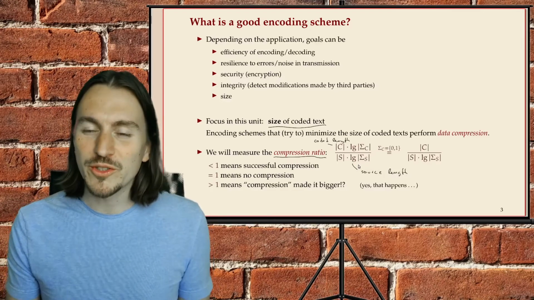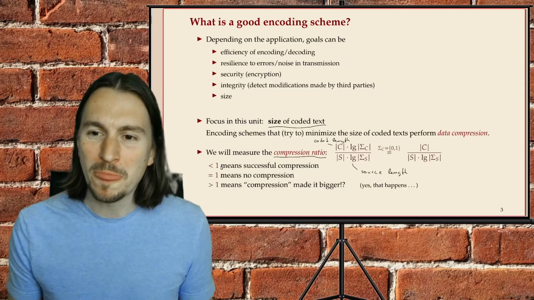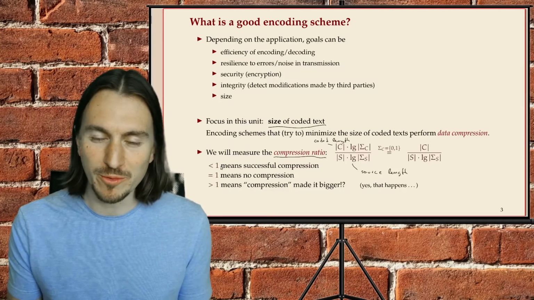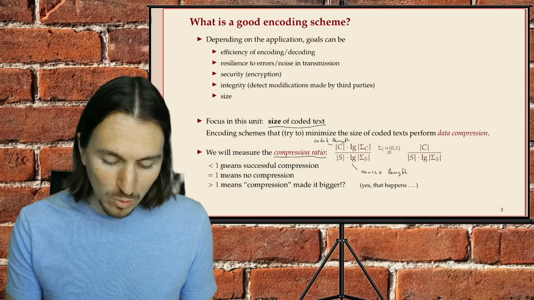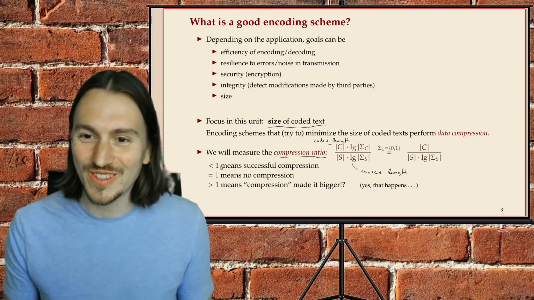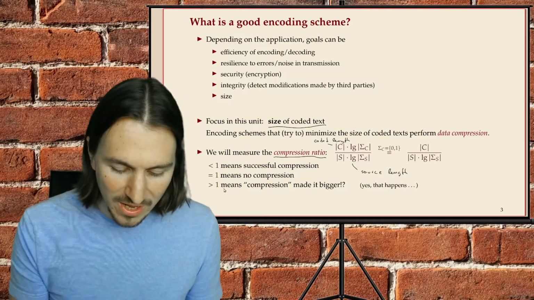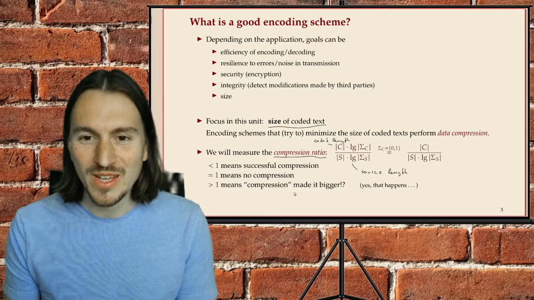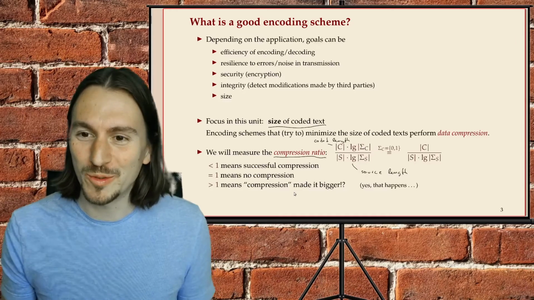And the compression ratio is nice because it has this intuitive meaning. If it's below 1, we've successfully compressed the text. We've found a smaller representation. The coded text is smaller than the source text. If it's exactly 1, then we achieved nothing. We're just as space efficient afterwards as before. And if it's bigger than 1, we actually made the coded text longer. And unfortunately, yes, that happens. We'll come back to that.